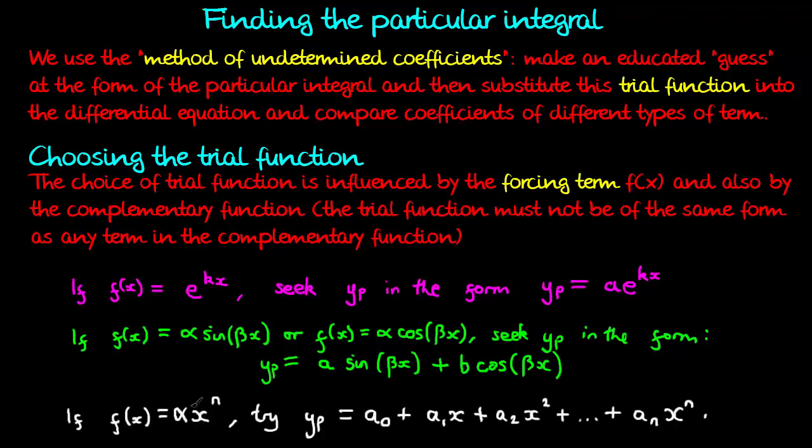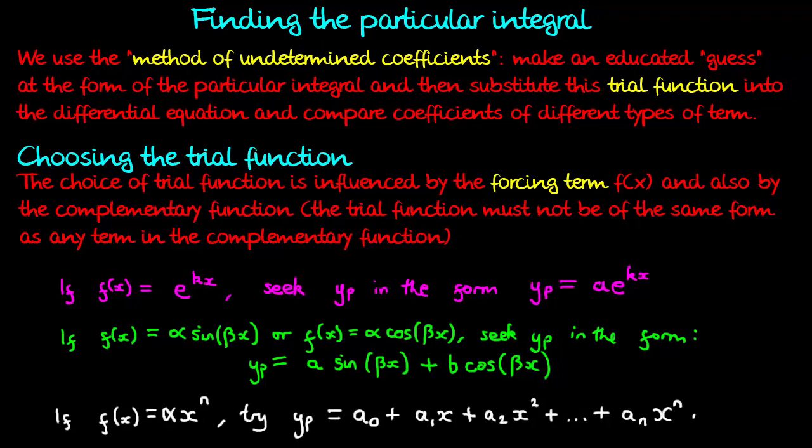So if you've got something like some constant alpha multiplied by x to the power n as your forcing term, then you try a polynomial of degree n. For instance, if alpha x squared was your forcing term, then you'd look for a particular integral of the form of some constant plus some other constant times x plus some other constant times x squared, and then you'd stop, if this was squared. If this was cubed, you'd then go up to a cubic term, and so on.